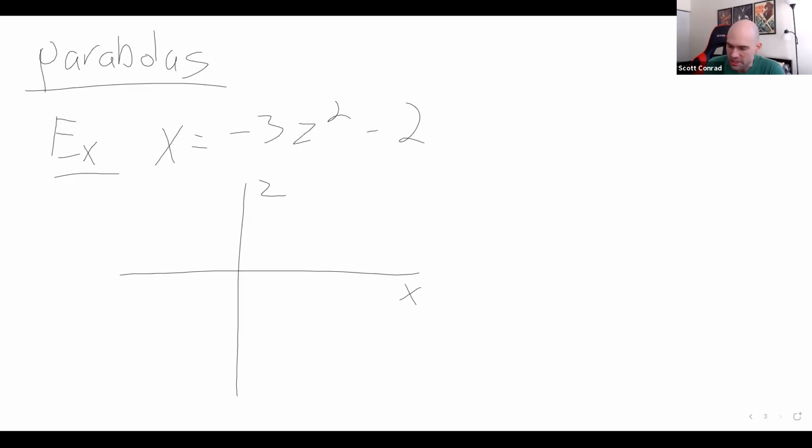So x equals negative 3z squared minus 2. Which direction is this opening? Towards which axis? Positive or negative x, positive or negative y? Which one of those four? So you're saying negative z?